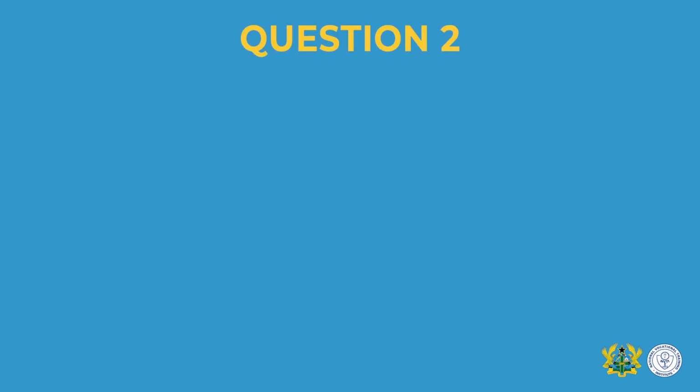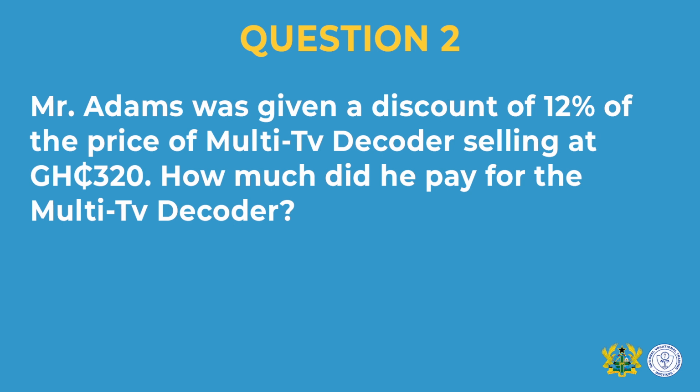Let's take another example. Question number two. Mr. Adams was given a discount of 12% of the price of a multi-TV decoder selling at 320 Ghana cedis. How much did he pay for the multi-TV decoder? He was given a discount of 12% and the mark price was 320, and we are to calculate the amount Mr. Adams paid.